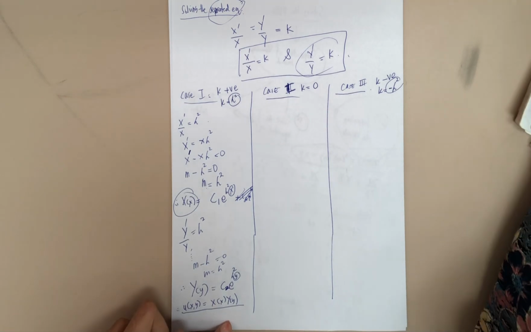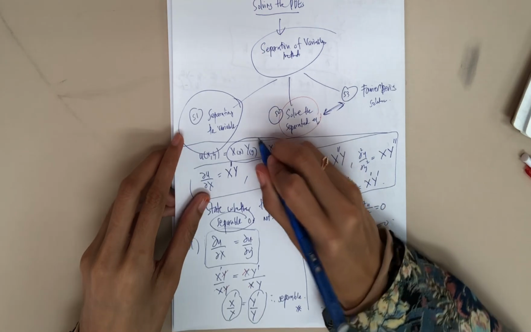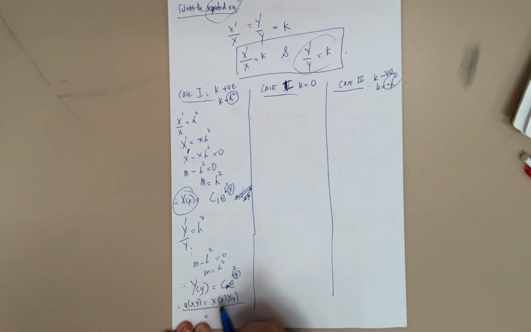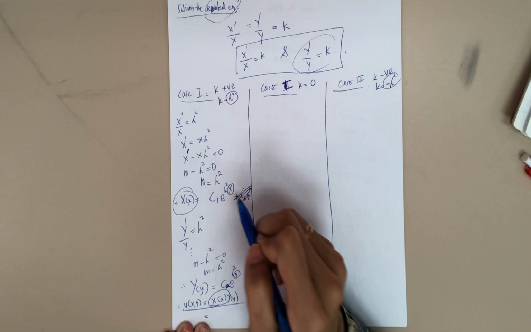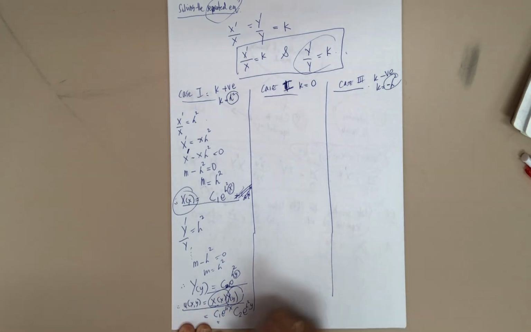Where is it now? This one. I already wrote it here. So what is the purpose here? You have the x equation, and you also have the y equation here. So just combine. C1 e to the lambda square x times C2 e to the lambda square y.